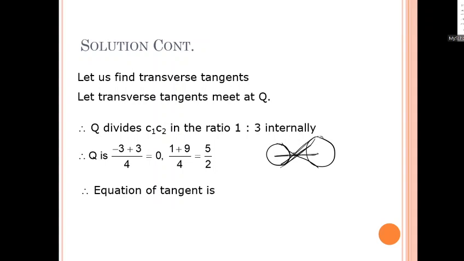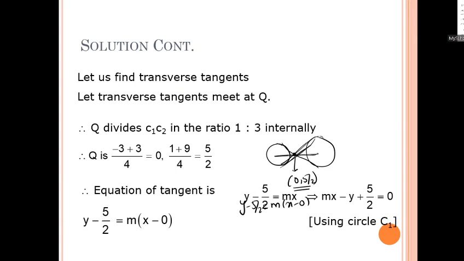सो फर्स्ट हमने क्या किया, ये वाला पॉइंट फाइंड किया। ये वाला पॉइंट कितना आया? 0,5/2। ओके, है ना? सो व्हाट इज द इक्वेशन ऑफ टेंजेंट? y minus 5/2 इज इक्वल टू m into x minus 0। ओके, सो इसको सॉल्व किया तो mx minus y plus 5/2 इक्वल टू 0। सो व्हाट शुड यू डू विद दिस लाइन?